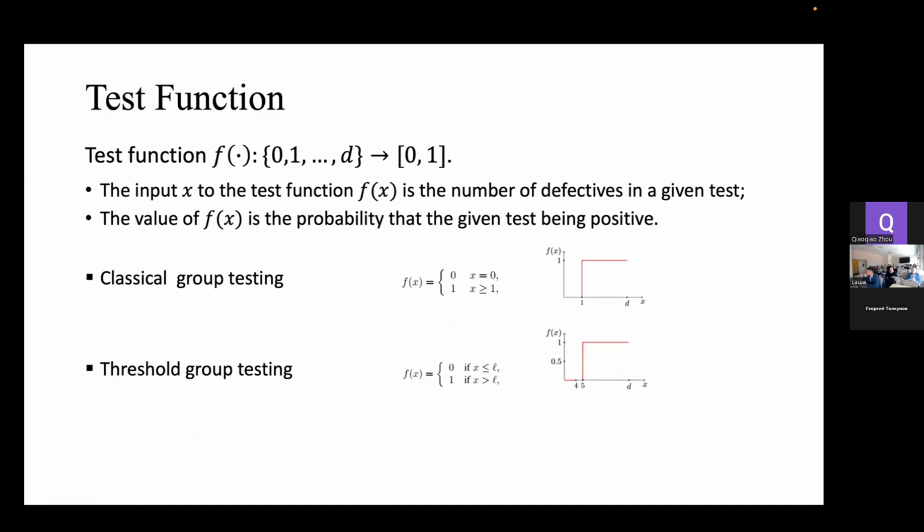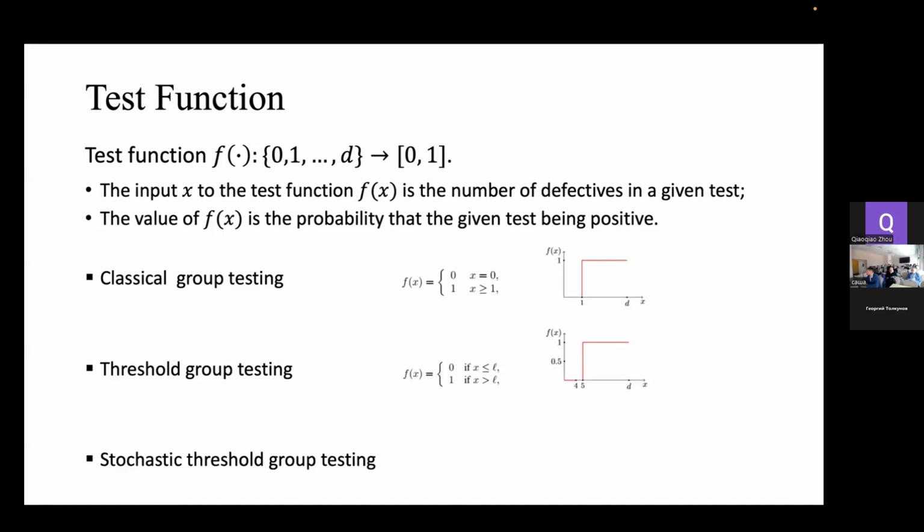Another model is threshold group testing. For instance, you have a threshold group testing with threshold 5. If you have more than 5 defective people, your test result will be positive. If you have less than 5, your test result will be negative.